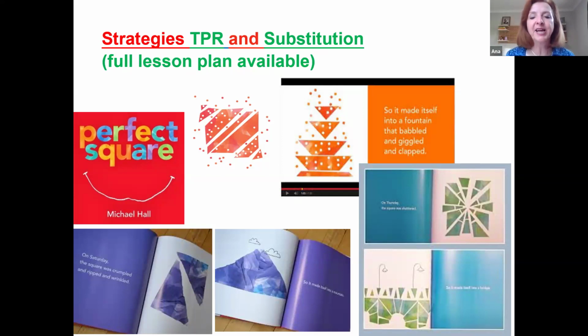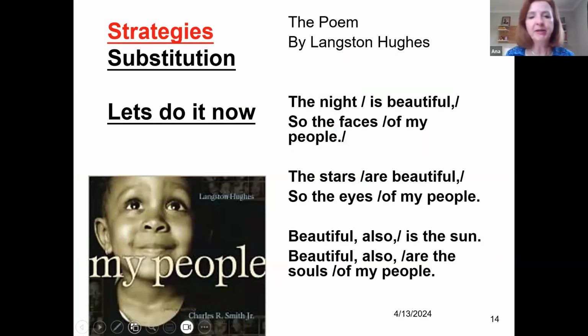Okay, next slide. Keeping myself on target. Okay, this is a participation exercise. One of my absolute favorite poets is Langston Hughes. And this book by people won awards for its photographs. This is such an easy poem to teach.